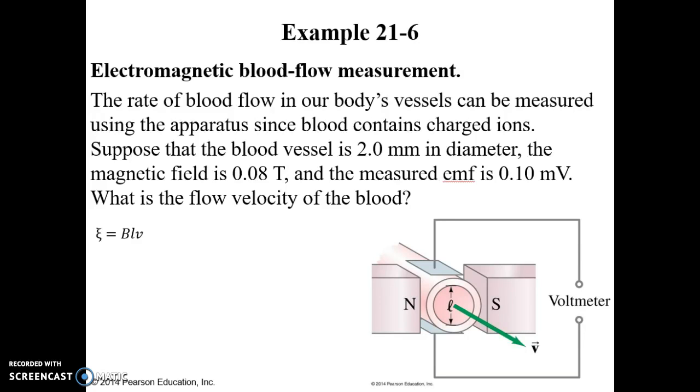We'll start with our EMF equation, rearrange it to solve for velocity, plug and chug to get 0.63 meters per second as the blood flow. That seems pretty fast to me. Just note that I changed millivolts to volts, and of course millimeters to meters.